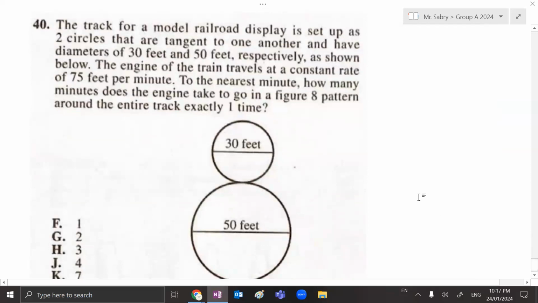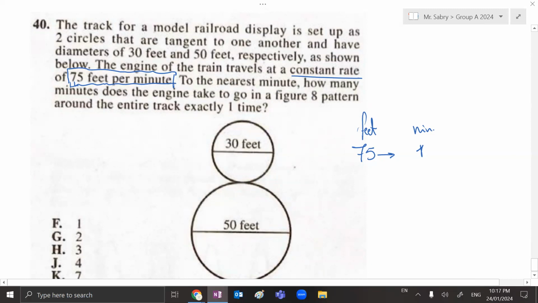Number 40 now. The track of a model train, 30 feet diameter as written. Now if the engine of the train travels at a constant rate of 75 feet per minute, I told you, whenever we see a rate we don't just write it like that, we write it in terms of cross multiplication. We write feet over minutes. The 75 feet are done in 1 minute. That's how we write it down. Now they're asking, to the nearest minute, how many minutes does the engine take to go in a figure 8 pattern around the entire track exactly one time?